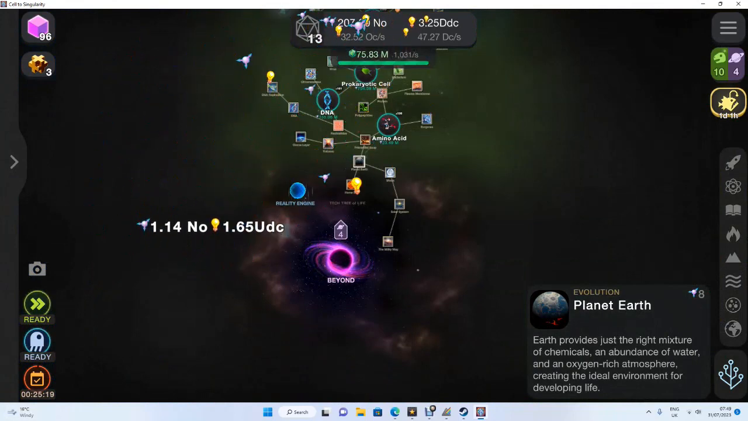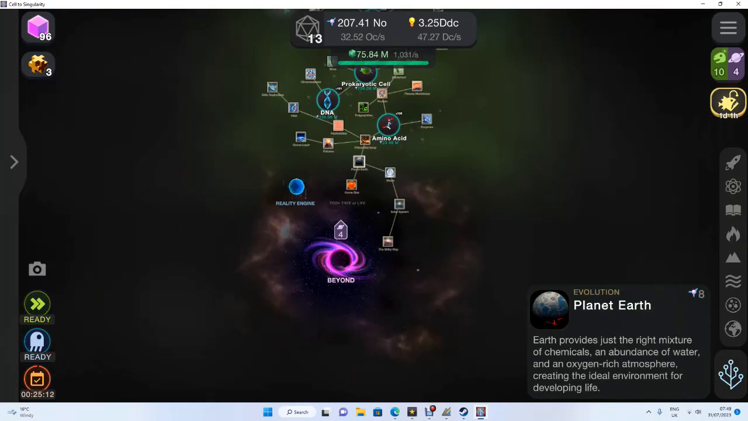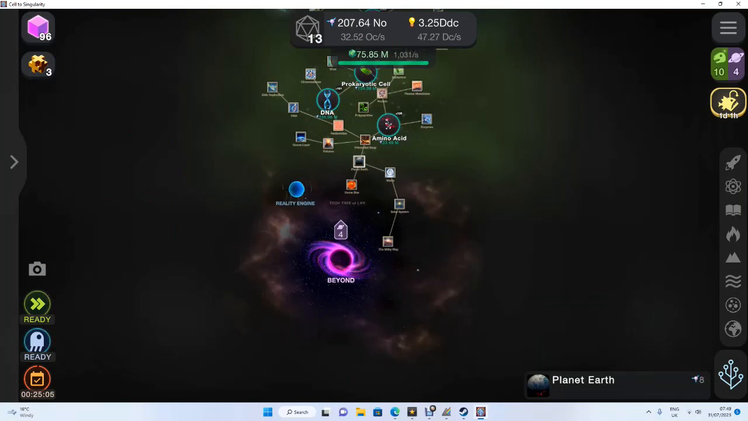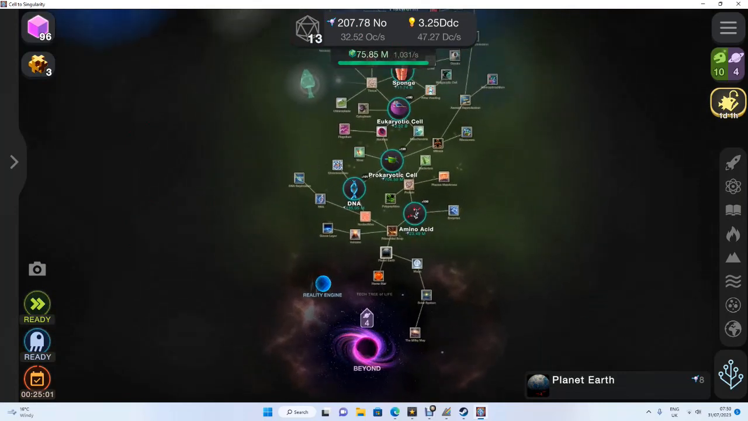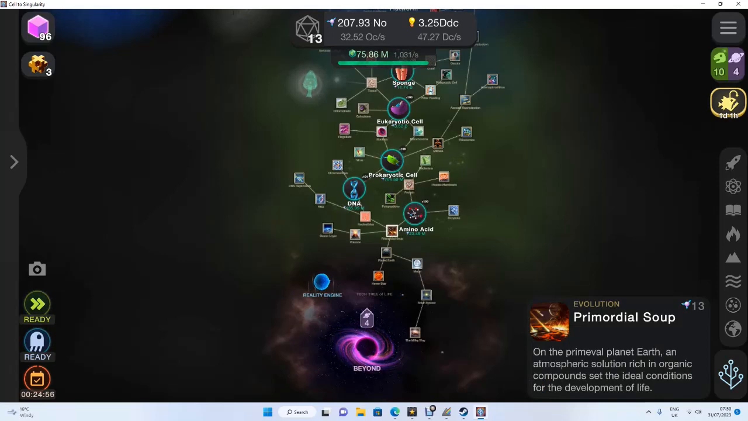Earth provides just the right mixture of chemicals, an abundance of water, and an oxygen-rich atmosphere, creating the ideal environment for developing life. Yeah, it's really a lot of chance that we exist. So, just put that in your mind, I guess. It's really up to a lot of chance that we even are here, which is scary as hell. Oh my god, what the hell.